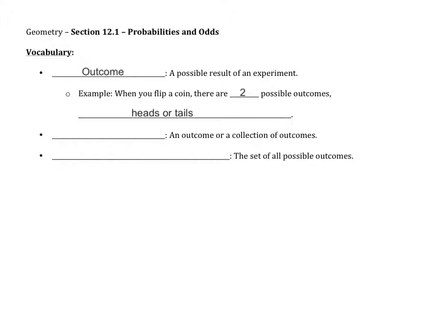An event is an outcome or a collection of outcomes. So back to our first example, if you're flipping the coin 5 times, the event would be how many times did it come up heads? How many times did it come up tails? The sample space is the set of all possible outcomes. Let's see an example of finding all of the outcomes in a sample space in the next example.